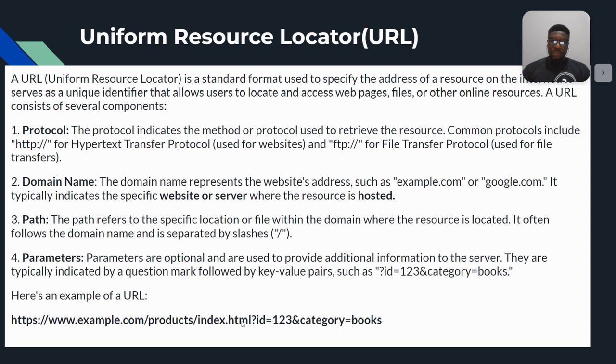But then we are looking for a particular item inside this HTML whose ID is 123 and the category is book. So it's going to use these parameters to filter all the content inside this file to get us the particular information that has this ID and this category. So from where this question mark starts, these are what we call URL parameters. You understand?